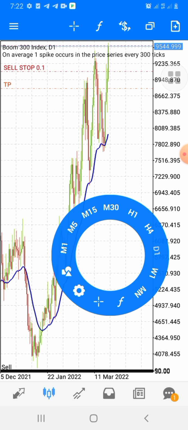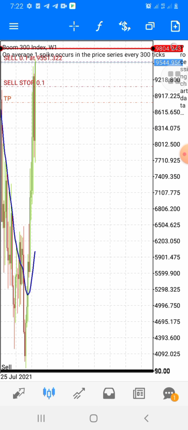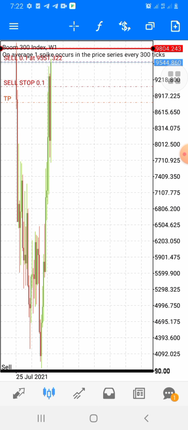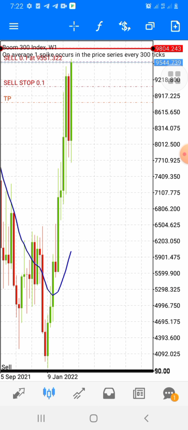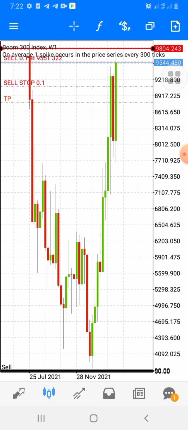Now let's check on the weekly time frame. If you check on the weekly time frame, it's also saying the same thing as the daily time frame. So that is the highest high. That is the highest movement that Boom 300 has ever moved ever since it was created. So it will not be easy for price to break out at that point, so we're going to take a very long sell from that position.